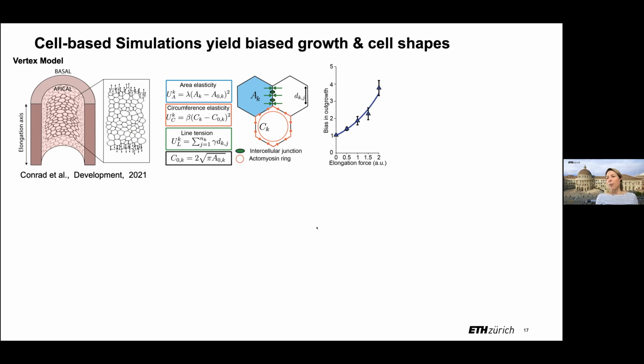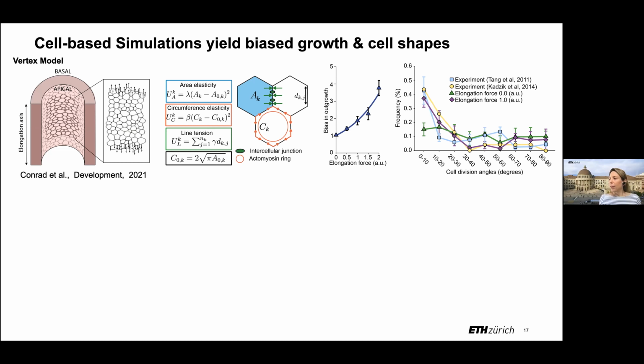Then we apply a force at the top, and we are pulling on the tissue. And when we do that, we can get a bias in outgrowth. And a twofold bias in outgrowth corresponds to a certain force that we apply. And when we use that force, we can reproduce exactly the bias in cell mitosis, in cell shape that is observed. You might just say, well, okay, you can just adjust your parameters, but you don't have free parameters.